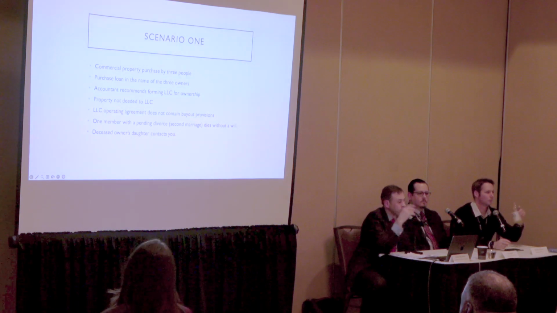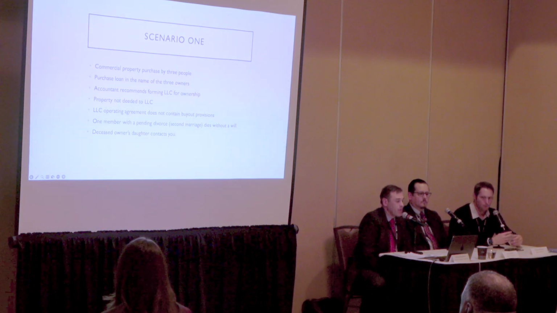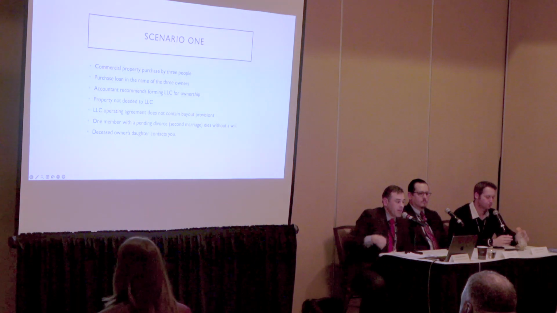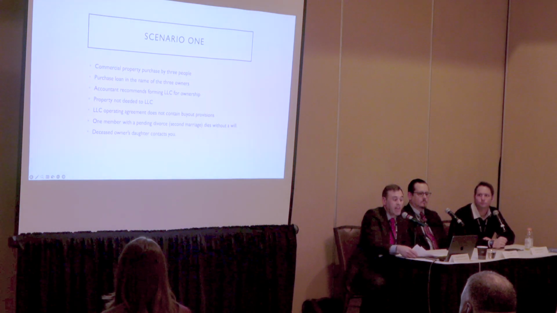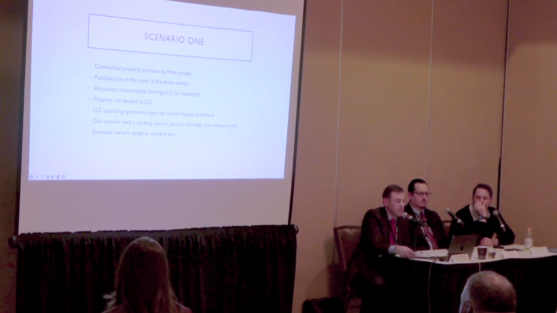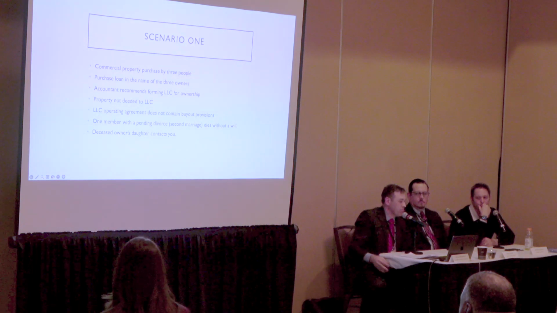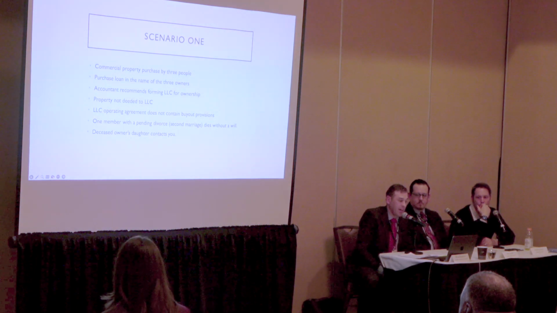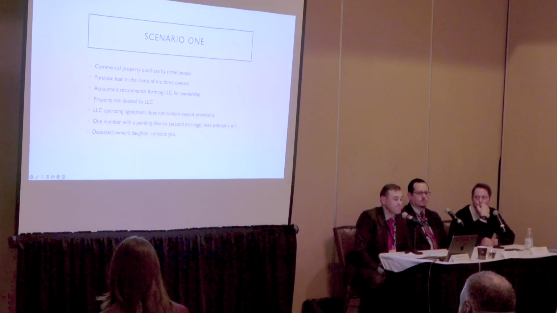So, scenario 1, commercial property purchase, income property by three people. There's a purchase money loan, and it's in the name of the three owners. And then they go to their accountant. The accountant says, hey, I think you should form an LLC. There's some benefits there for ownership. I'd like you to do that. But they don't deed it to the LLC. Oops.